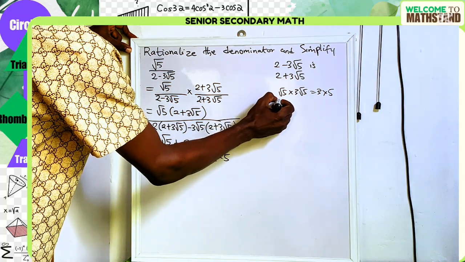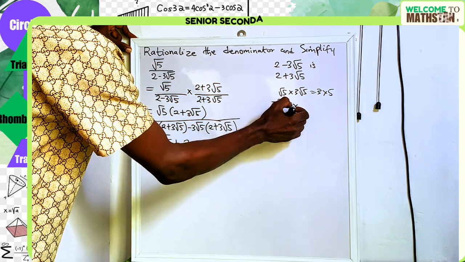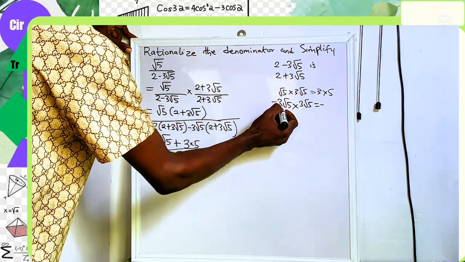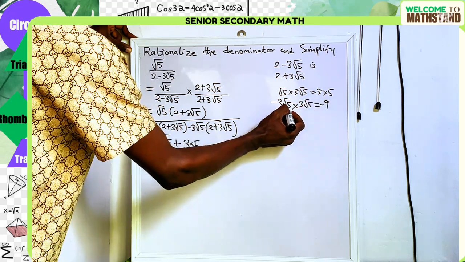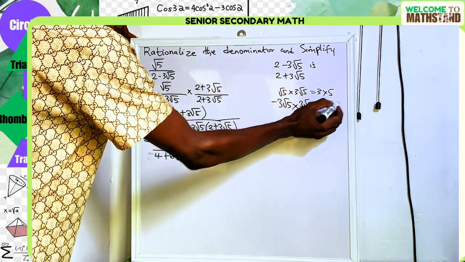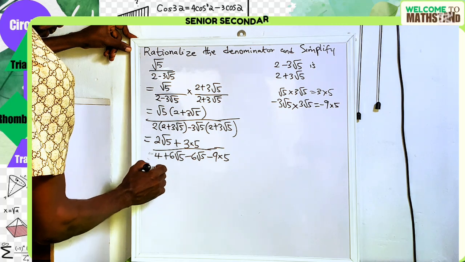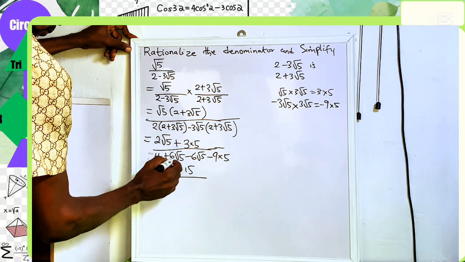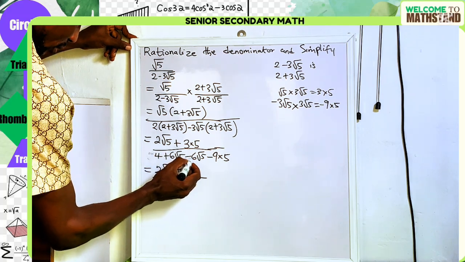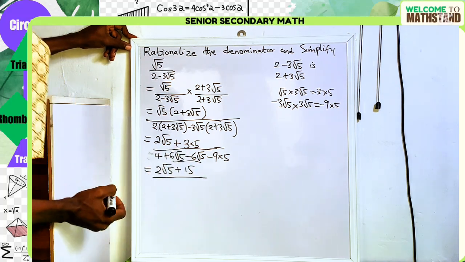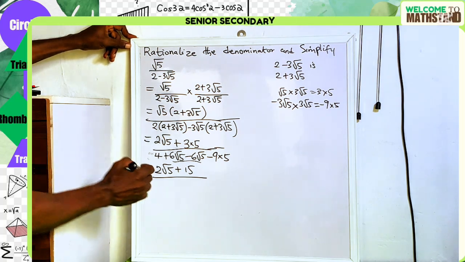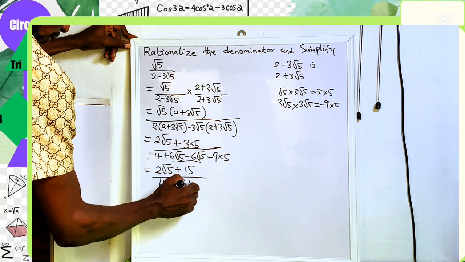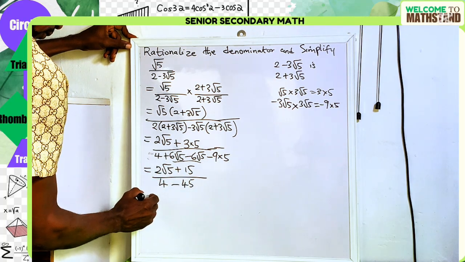Just like we did here, minus 3√5 times 3√5. So minus remains, 3 times 3 is 9, and √5 times √5 is 5. So from there, we now have 2√5 plus 15 all over. Here, 6√5 minus 6√5 is gone. That is 0. So therefore, we now have 4 minus 9 times 5, which is 45.